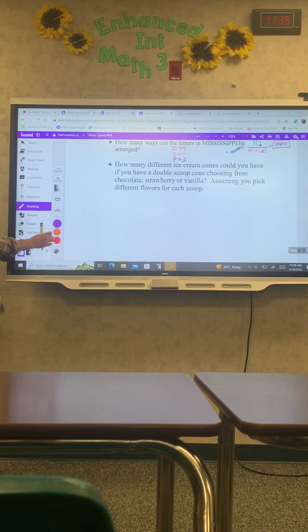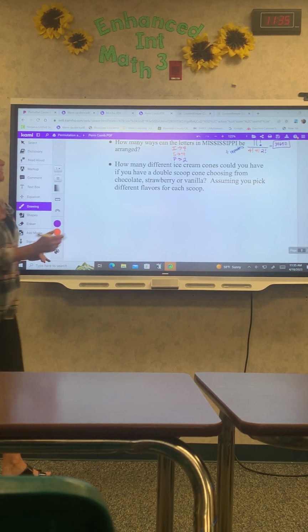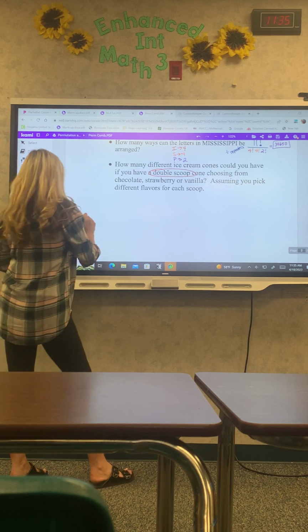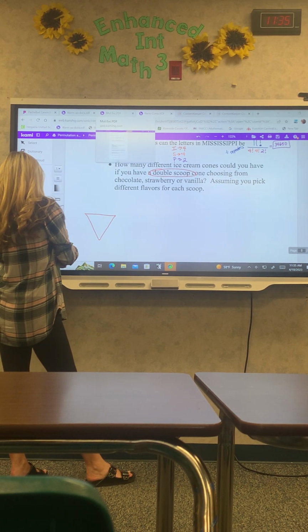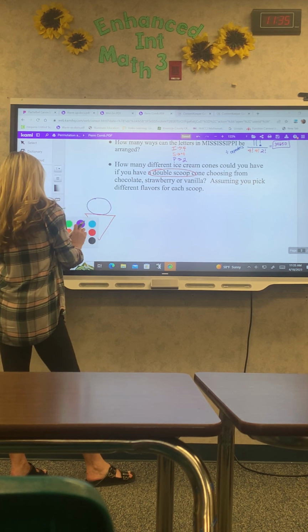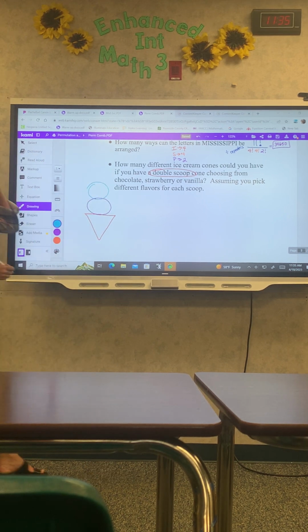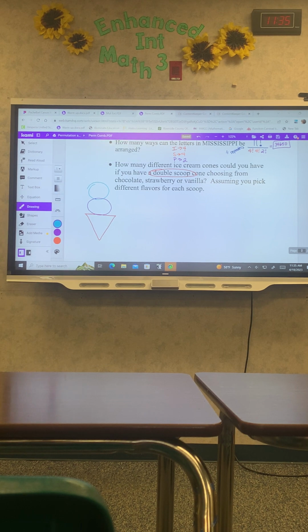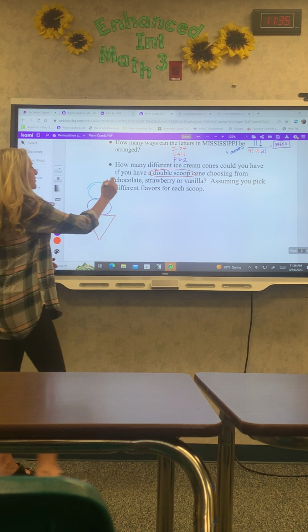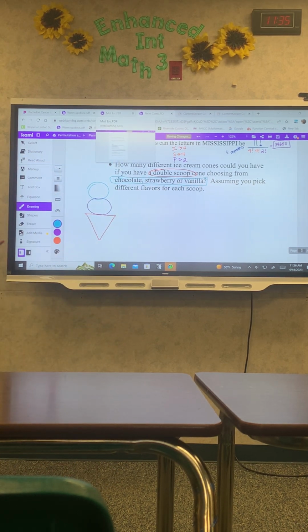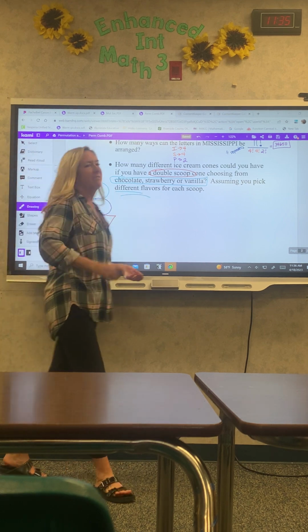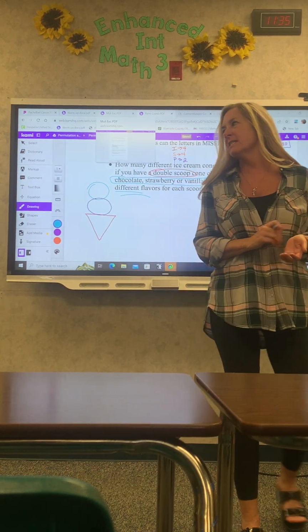All right, how many different ice cream cones could you have? You're gonna get a double scoop. So I'm gonna draw a picture. There's my cone. Double cone, right? Best picture I've drawn all year. Although it's kind of boring, we only can choose from chocolate, strawberry, vanilla. And we're assuming that you get different flavors for each scoop, which not everybody always does that.